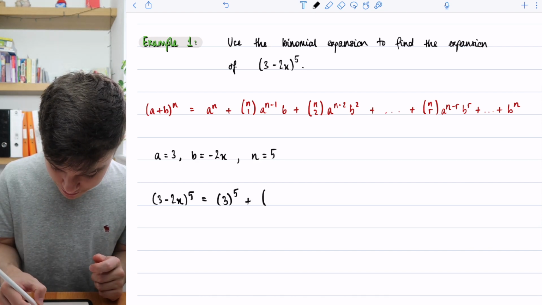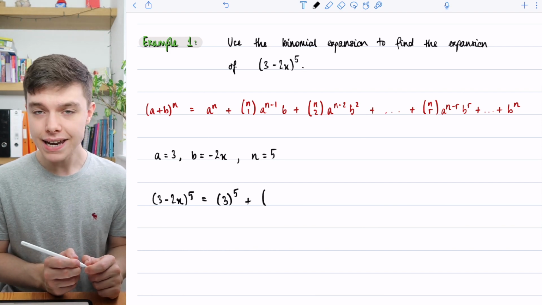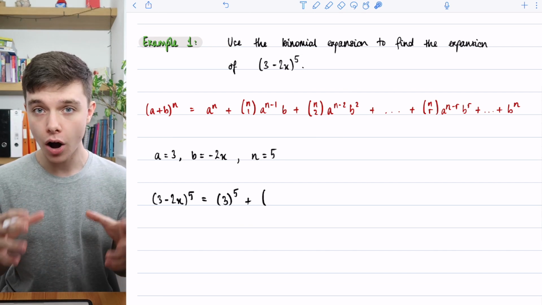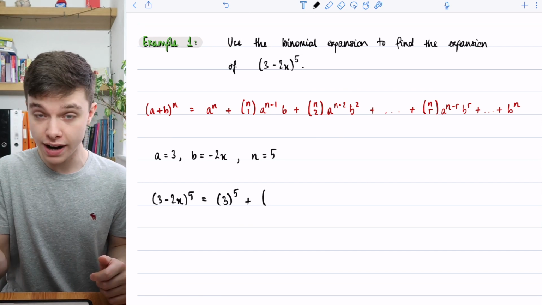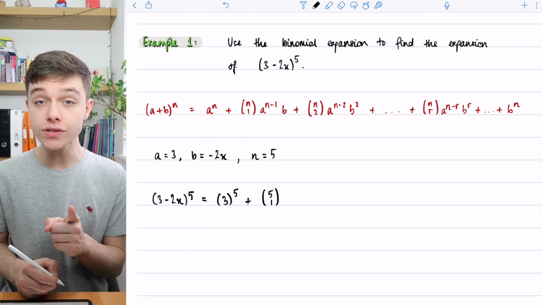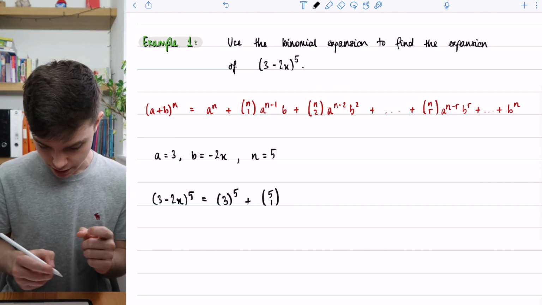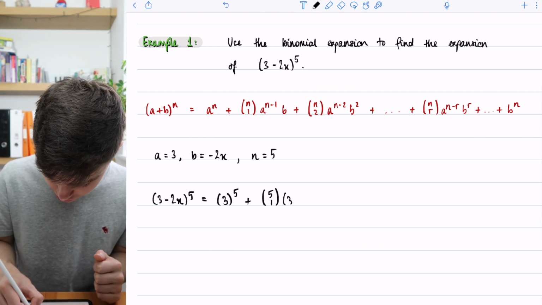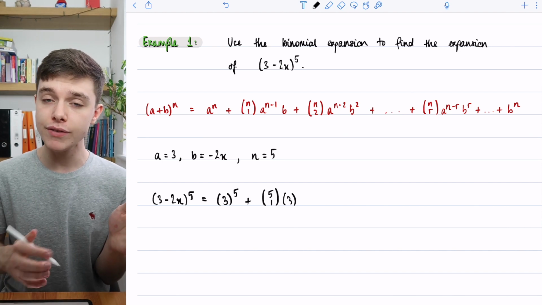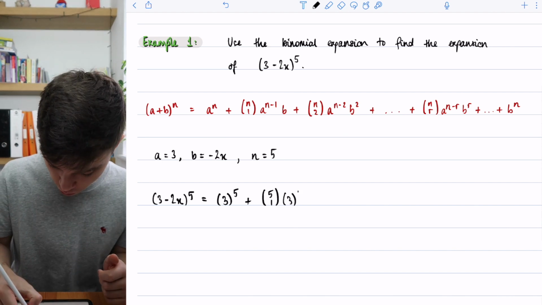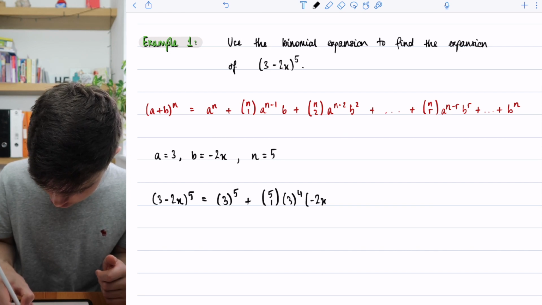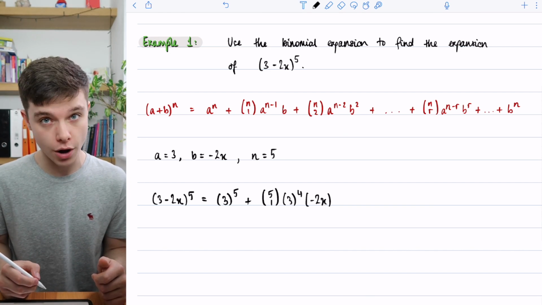I'm then going to add n choose 1. N stays the same for every term, and n is just the power on the bracket, and that stays constant at every term, so it's just going to be 5, and then choose 1, because that's the first time we use a combination. Then I'm going to have a, which is 3, but I'm going to decrease the power by 1, because I had a 5 on the previous term, so decrease it by 1 will give me a 4. And then b is minus 2x, and that's to a power of 1.